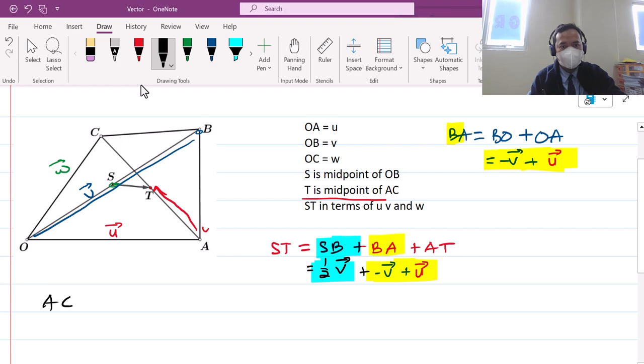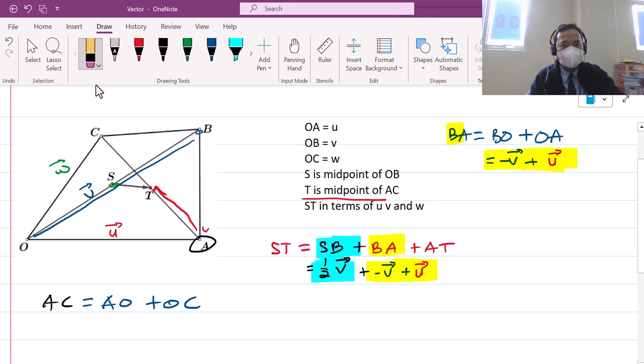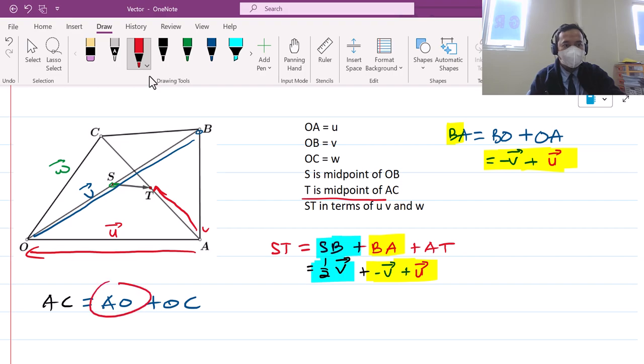So can you see it again, AC? I can go from A to C directly, but it does not involve the U, V, and the W. Now to involve that, I need to go from A to O first and then to C, right? So I start with A, I end up with C, right? So I can write AC as equal to AO plus OC. Again, I'm going to repeat it. Going from A to C, you go this path from A to O, and then that path, which is O to C, right?